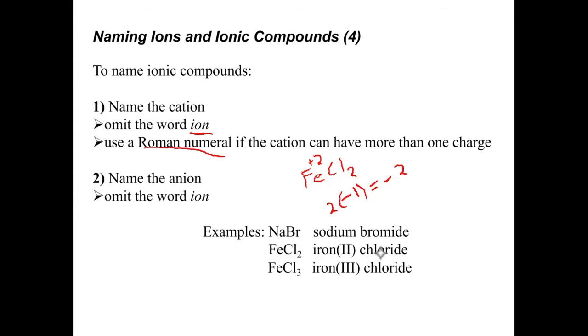So here I have iron 2 chloride. Here I indicate the charge of iron with a Roman numeral, because it could also be iron 3 chloride. Here I have -1 for chloride times 3, which gives me -3. That means iron has to balance out a -3 by being +3.